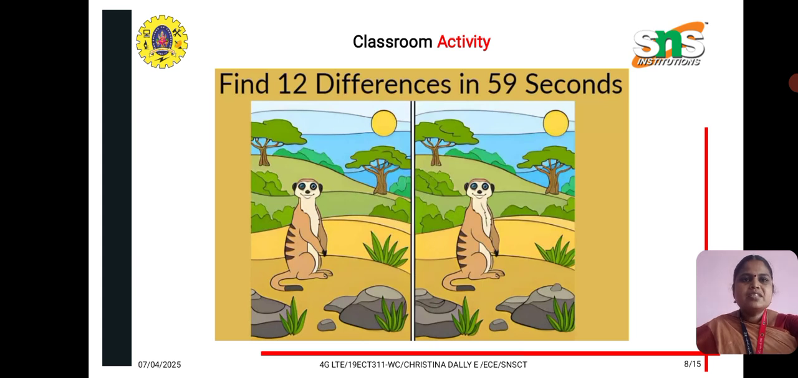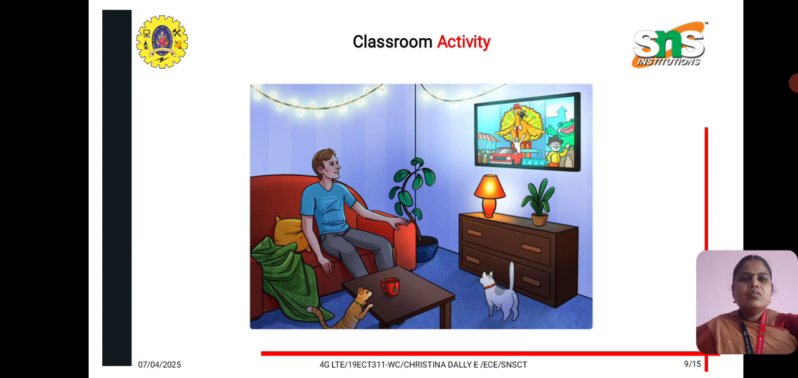So this is the classroom activity. We are going to find 12 differences in 59 seconds. I will give you 59 seconds. You have to find out the differences between these two images. This is another type of activity. Here we have to notice what things are present within 30 seconds, and you have to collect all the things that have been present.